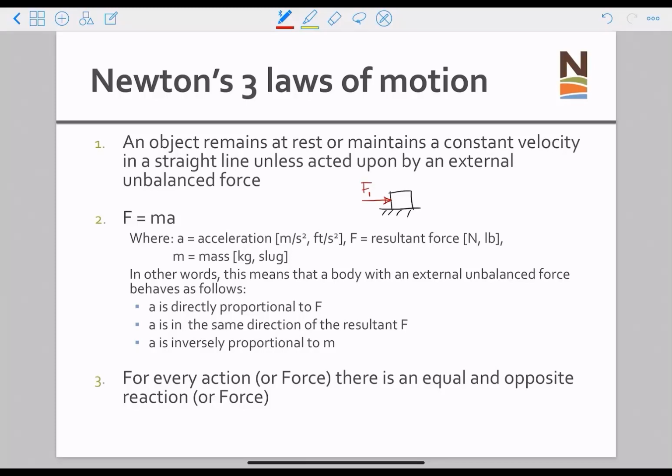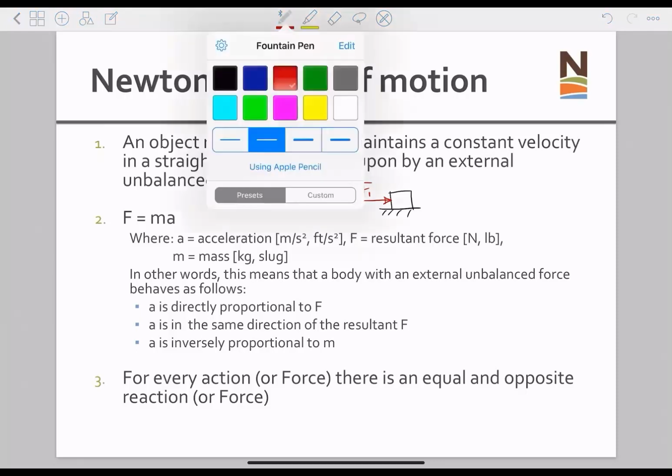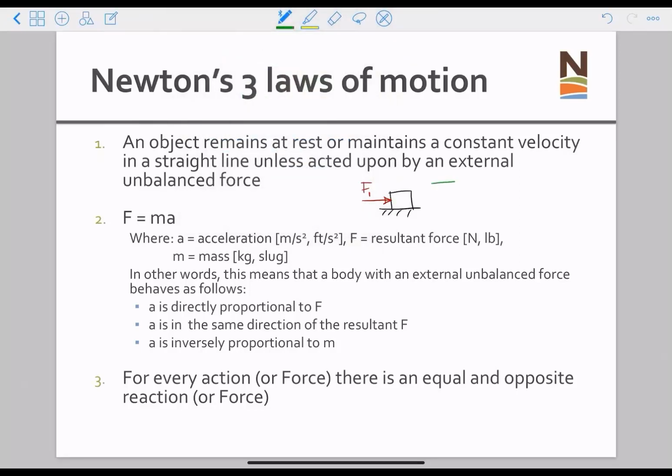Well, obviously, if you apply enough force, this box will begin to move to the right. So we're actually going to see a velocity to the right due to that force. In fact, we will have an acceleration as well in that direction. Now that's an external unbalanced force. So what exactly does the term unbalanced force mean in this case?